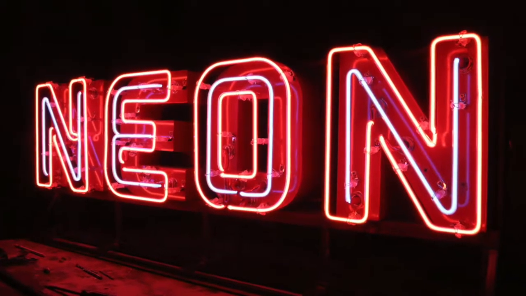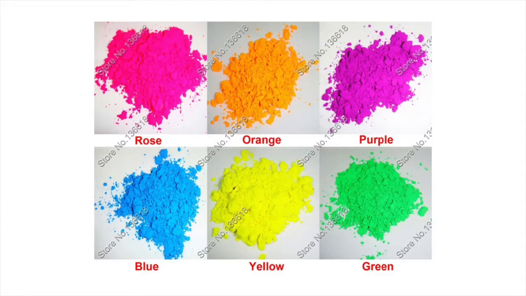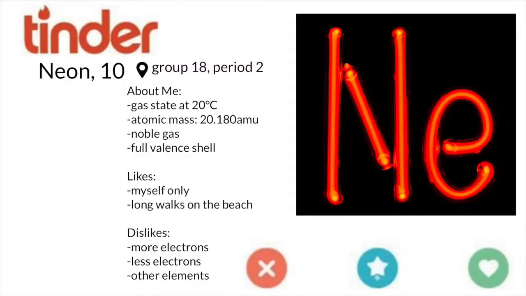Neon. It's commonly known for its use in signs of really stupid quotes or to describe some interesting looking colors, but today I'll be talking about the element itself. The element is in group 18 in period 2 with an atomic number of 10 and atomic mass of 20.180. Neon is an interesting element because it's actually a noble gas, and this tells us a couple of different things. 1. Neon is a gas at 20 degrees Celsius, and 2. Neon naturally has a full valence shell.